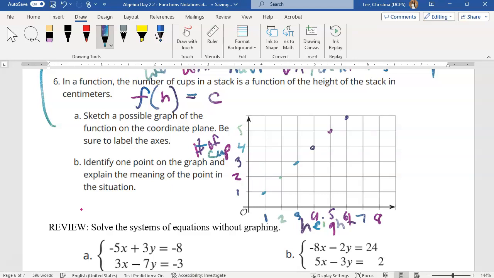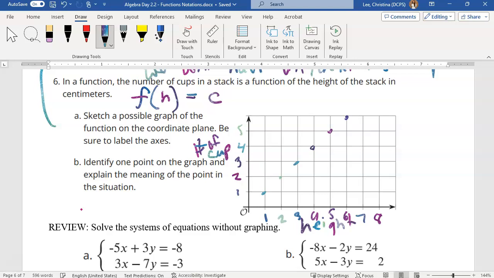Now, this would depend on the size of the cup, how tall the cup is, how many cups you have, right, and how you're stacking them. So it could look a little bit different, but generally you should have a straight line, all right, going up with a nice even slope.